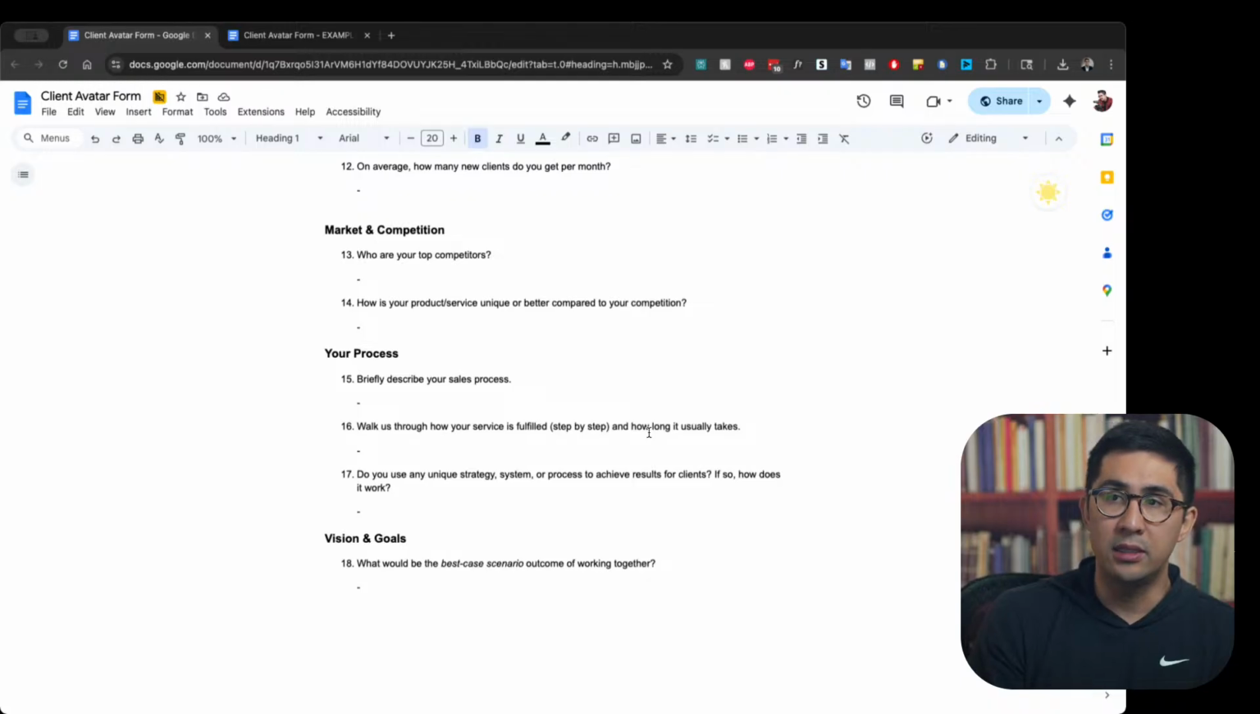And then the last one, number 18, which goes into the vision and goals. What would be the best case scenario outcome of working together? Now, I like this because it really helps determine what the results are going to be. And I'm sorry, not determine. I like this because it really determines the expectations that we have of each other.